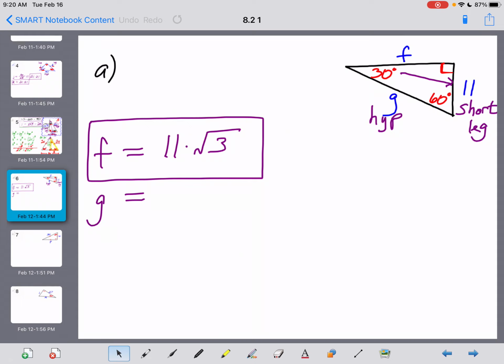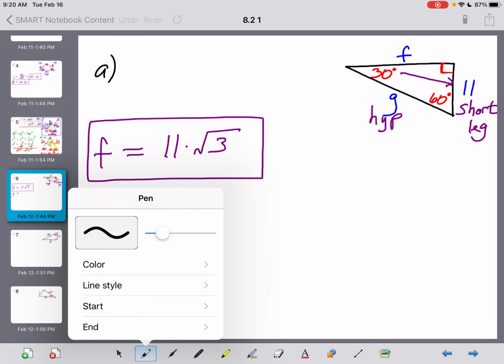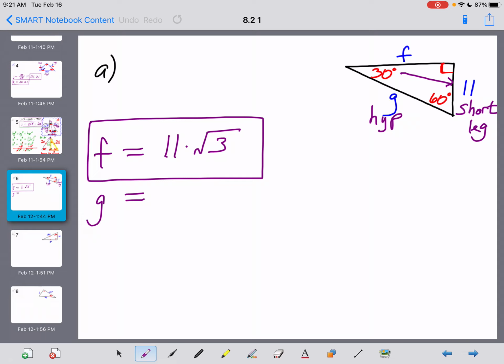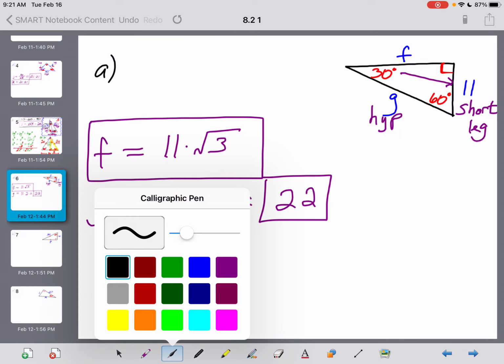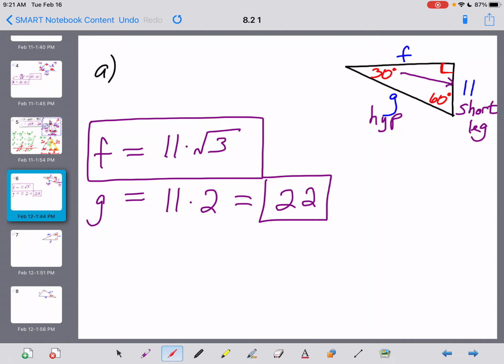So where were we? G is our hypotenuse, and to get our hypotenuse, we take our short leg, which was 11. Oh, that's not what I wanted. I did lose my pens. Well, I can fix that. All right. So to get our hypotenuse, we take our short leg, which was 11, and we simply multiply that by 2, and last I checked, 11 times 2 is going to get us 22 for the length of our hypotenuse.